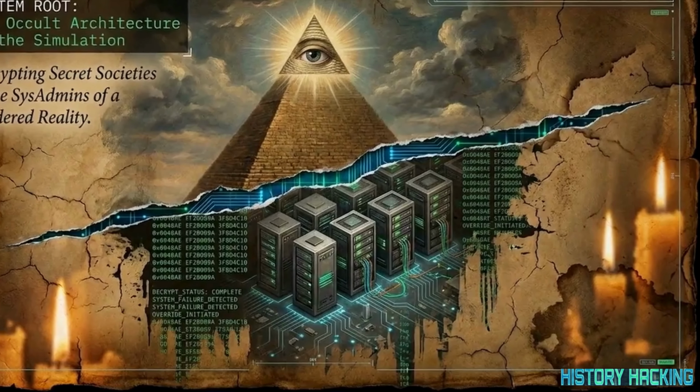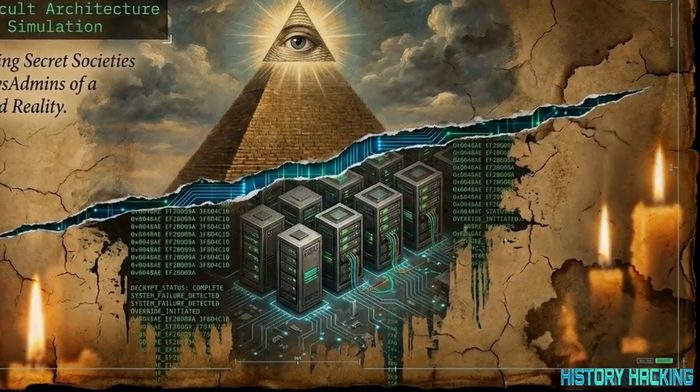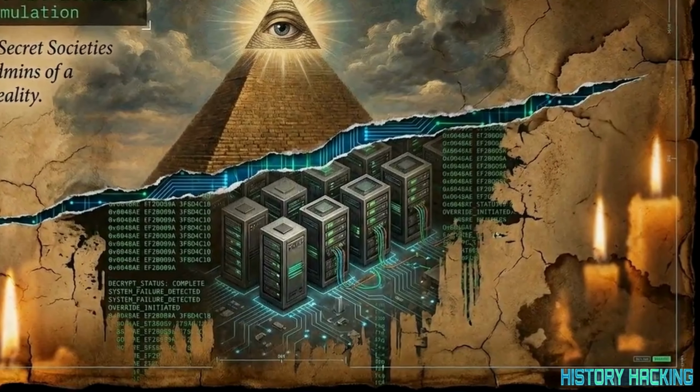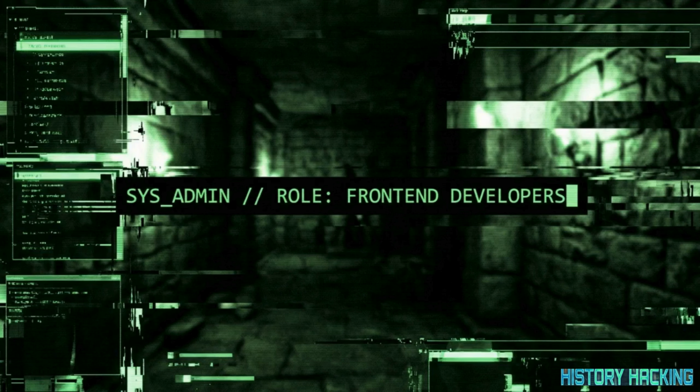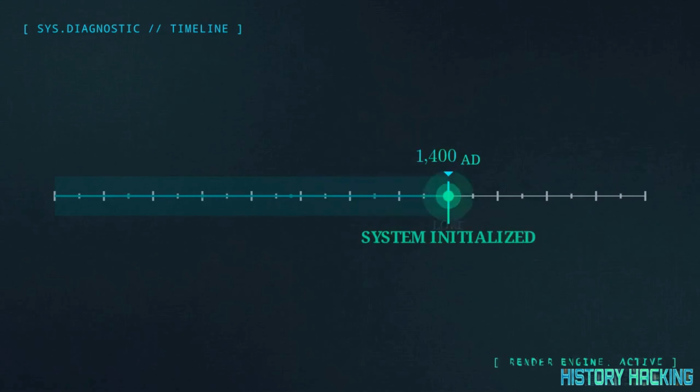In this model, these brotherhoods transition from political actors to the system's front-end developers. Analyzing these groups as information technology workers reveals a mechanical logic that political history often ignores. To understand their function, we have to look at the timeline.